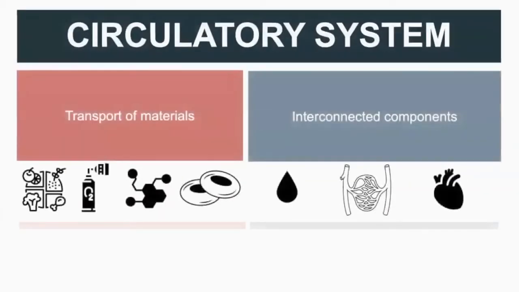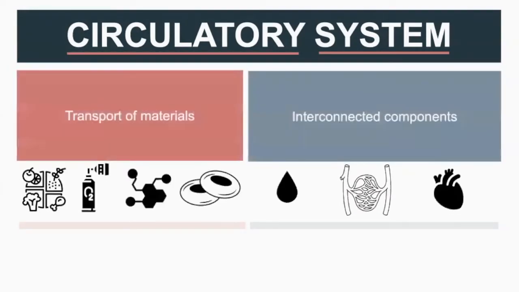So the circulatory system is an organ system, which means it's composed of interconnected organs that work together to carry out a particular function. In this particular system, these interconnected components include the circulating fluid, which is the blood, the conduits, which are the blood vessels, and the pumping organ, which is, of course, the heart. So this system is concerned with the circulatory function.